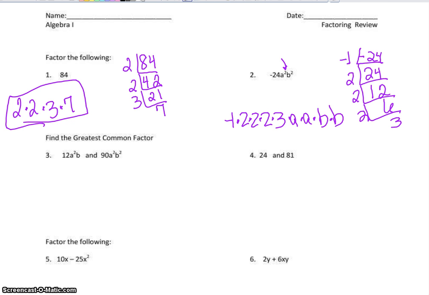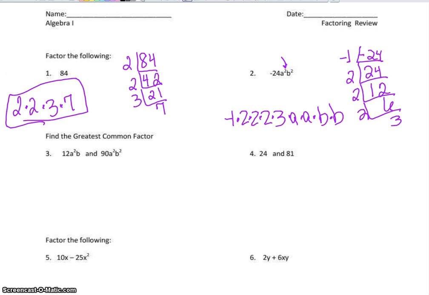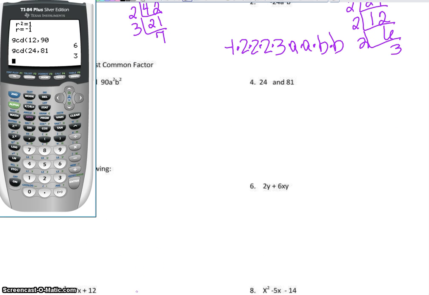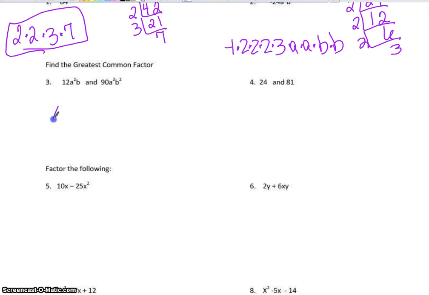To find the greatest common factor, you can look at it and figure out what they both divide by, or you can use your calculator. If you're going to use your calculator, you're going to go to math, you're going to go over to num, you're going to choose number 9, and it's going to say GCD. You put your two numbers with a comma between them. So 12, comma, which is above the 7, 90, enter, and the greatest common factor for that is 6.